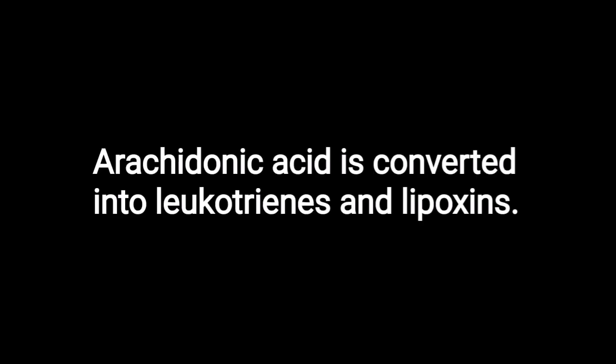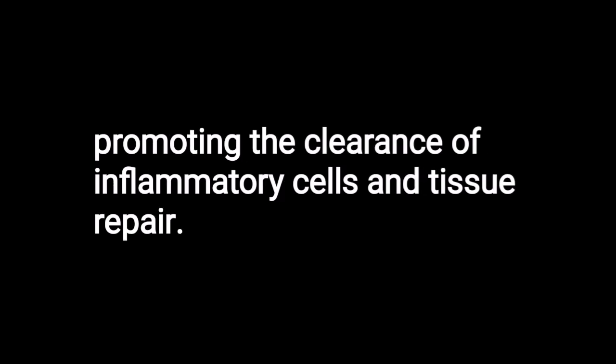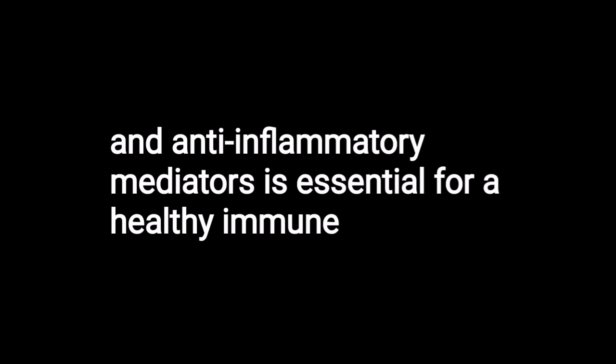In the LOX pathway, arachidonic acid is converted into leukotrienes and lipoxins. Leukotrienes, particularly leukotriene B4, LTB4, are potent chemotactic agents that attract neutrophils to sites of inflammation and play a role in bronchoconstriction, making them significant in conditions like asthma. Lipoxins, on the other hand, are involved in the resolution of inflammation, promoting the clearance of inflammatory cells and tissue repair. This balance between pro-inflammatory and anti-inflammatory mediators is essential for a healthy immune response.